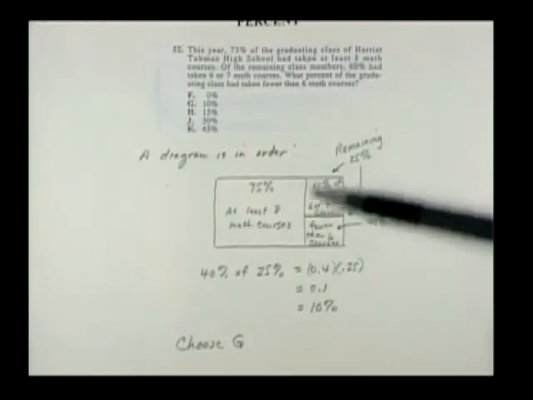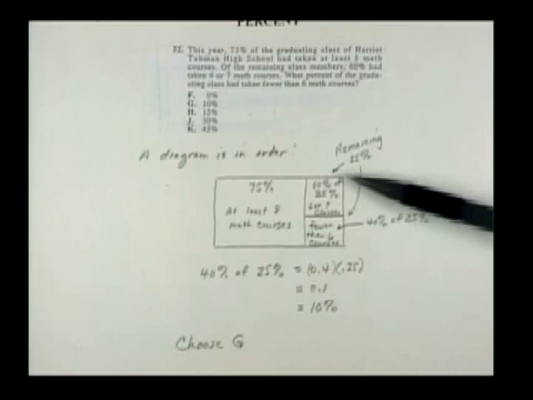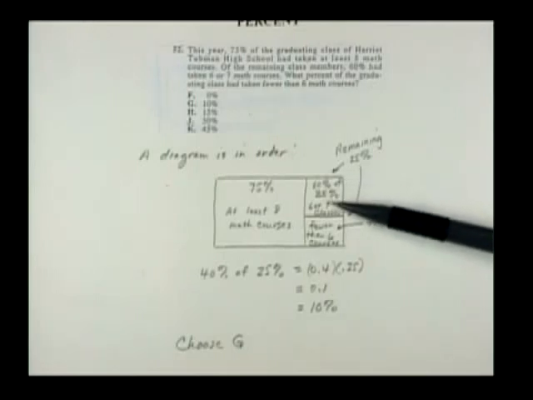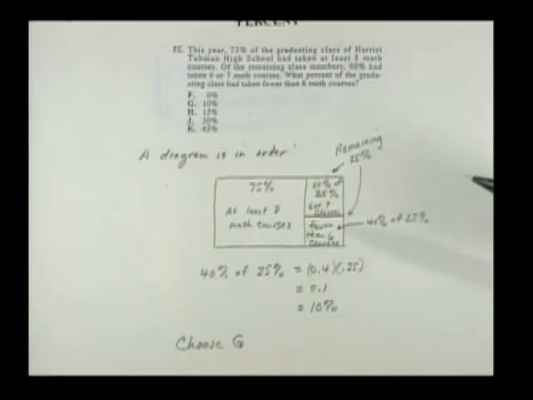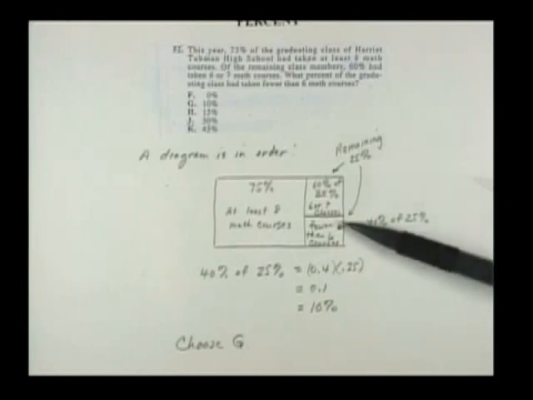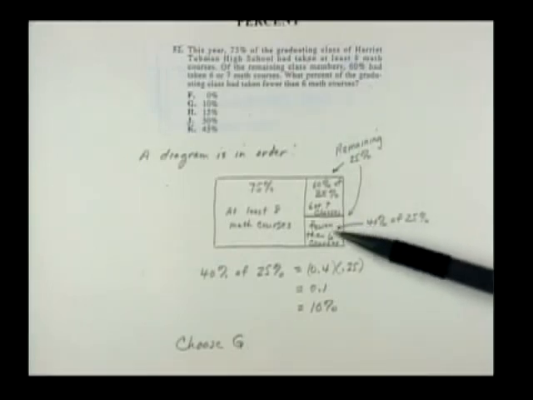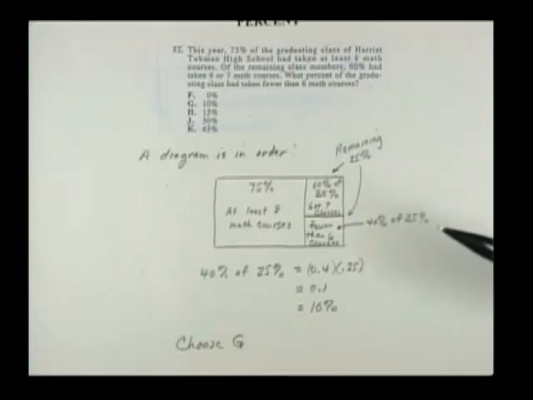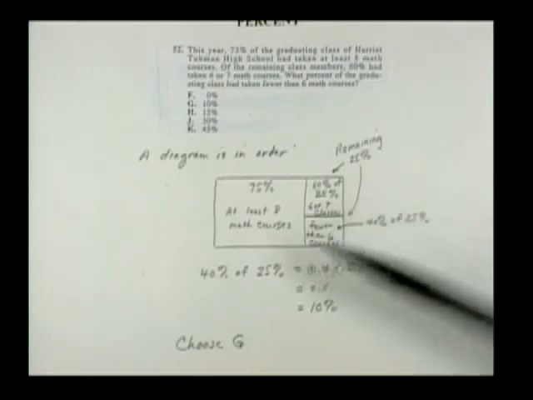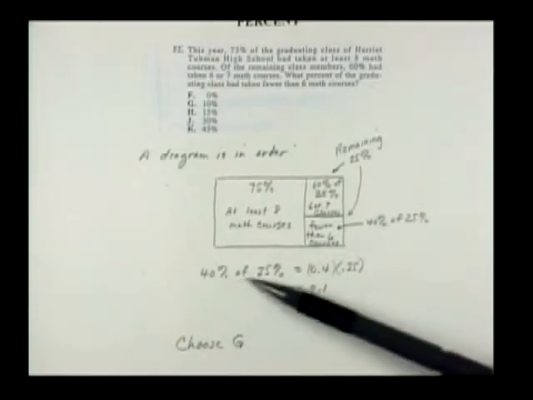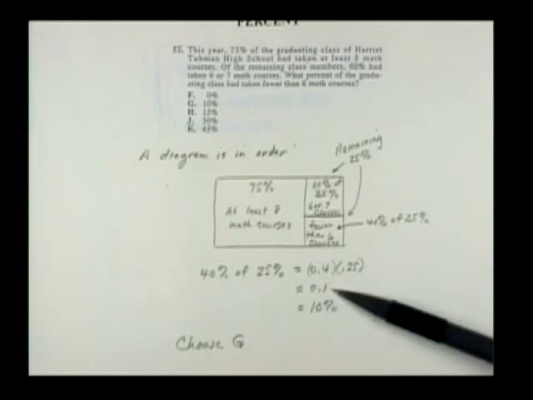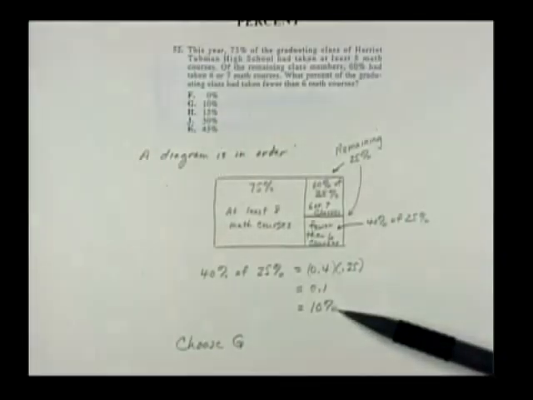Of the remaining 25%, 60% of those students had taken 6 or 7 classes. Then, of the remaining 25%, 40% of those students had taken less than 6 classes. To find that number of students, we take 40% of the 25%, which represents 1/10 or 10%. Choose G.